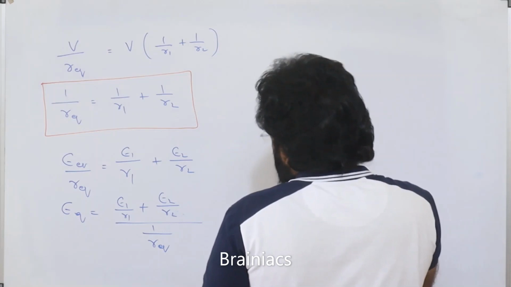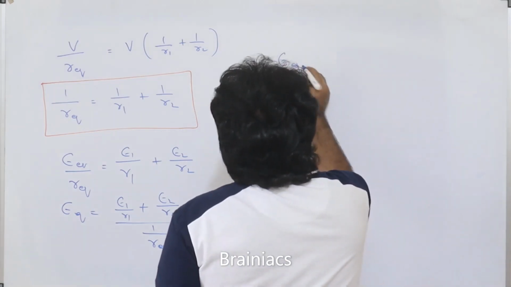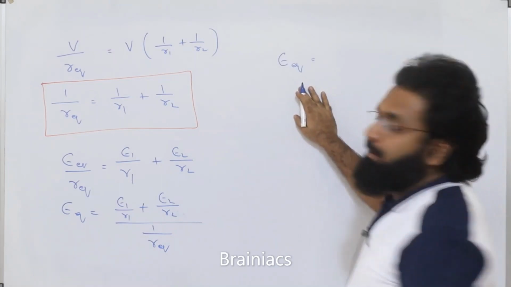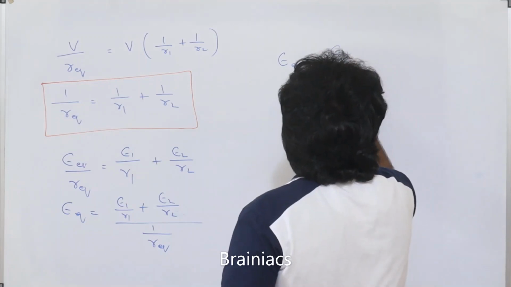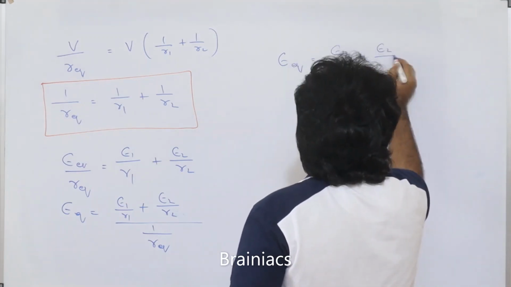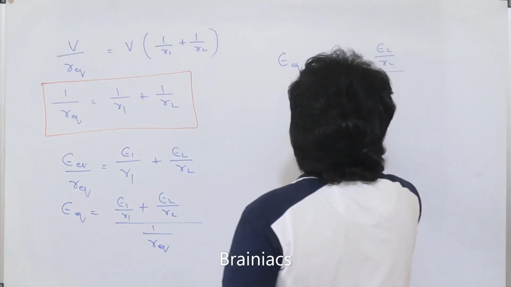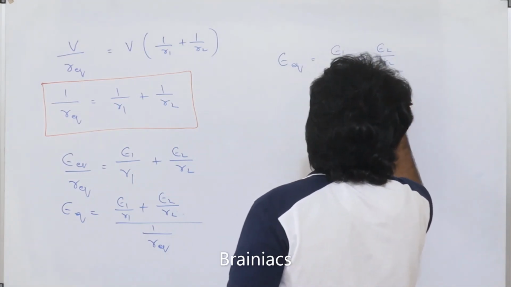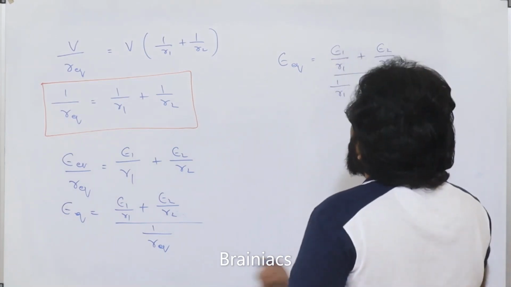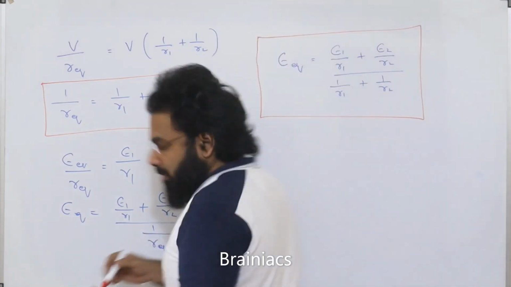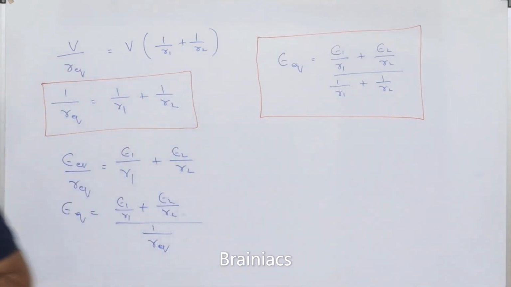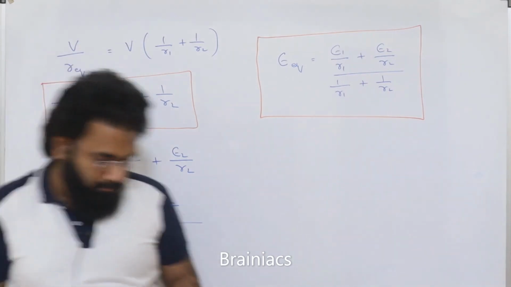So finally we will be able to write equivalent EMF. Equivalent EMF in parallel system of cells is E1 by R1 plus E2 by R2 divided by 1 by R1 plus 1 by R2. Clear? So this formula we can remember. If you remember this formula, it will be easy for us to solve many things. Clear?